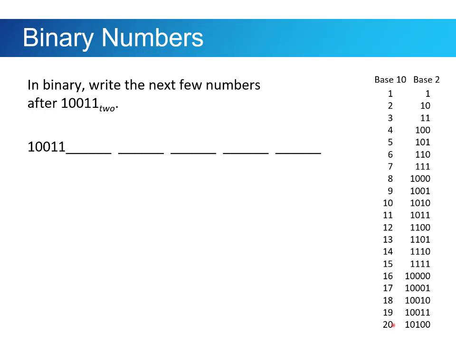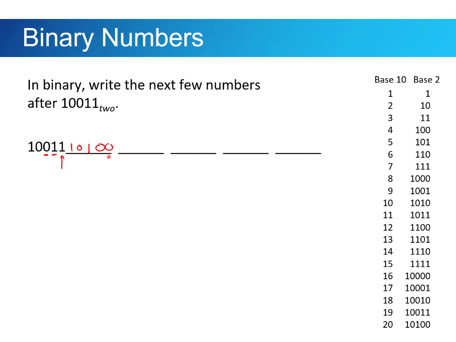In binary, let's write the next few numbers after 1, 0, 0, 1, 1. So right after 1, 0, 0, 1, 1, the rightmost digit increases by 1, which makes it flip around. That becomes a 0, which increases the digit next to it, which then also becomes a 0, which then increases the one next to that, which then becomes a 1, and everything else stays the same. 1, 0, 1, 0, 0.